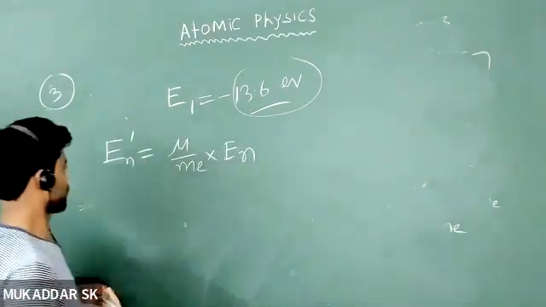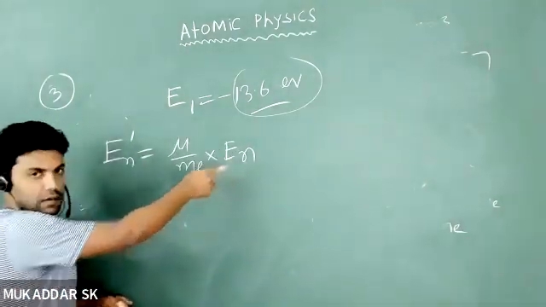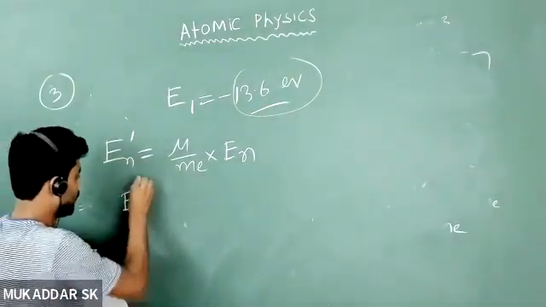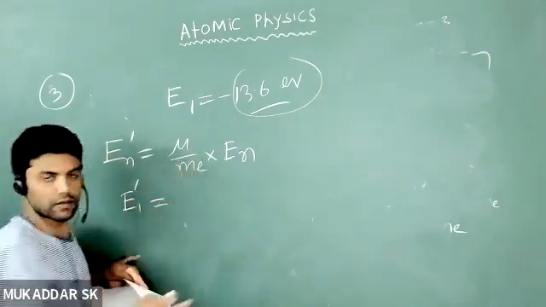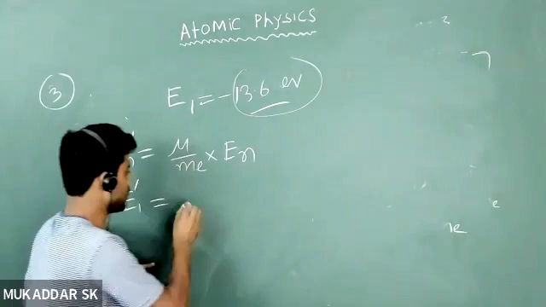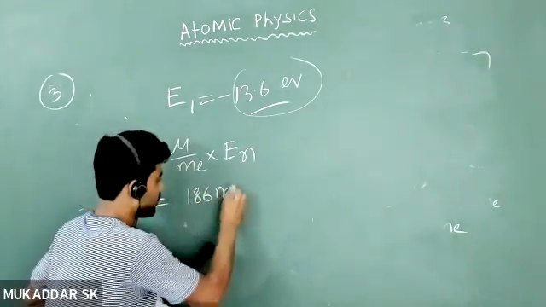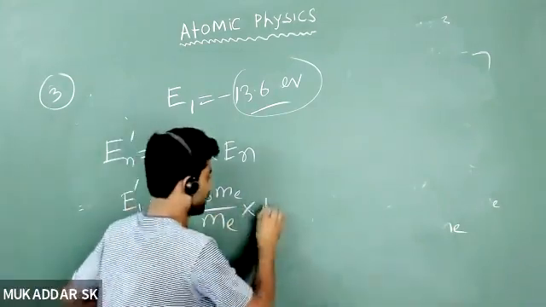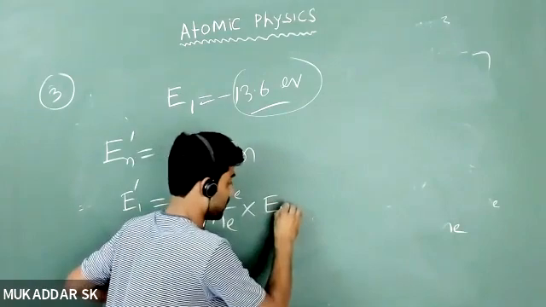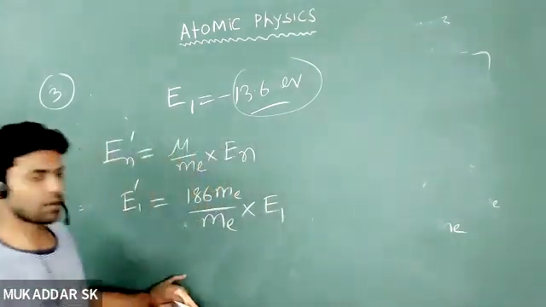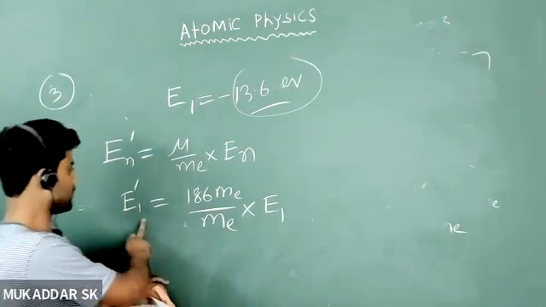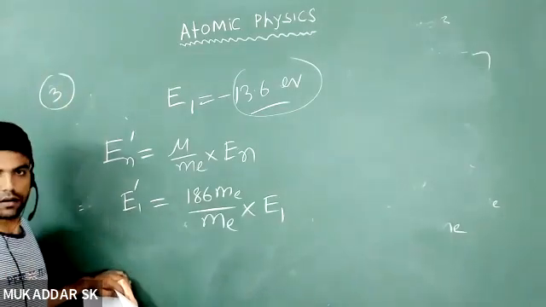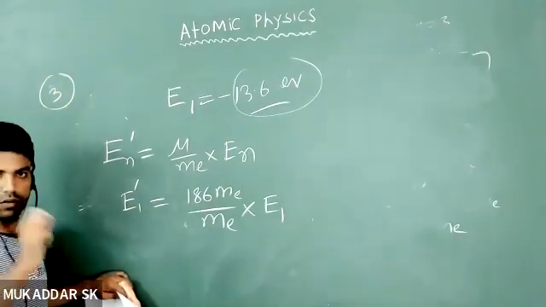So when it is at ground state, the energy will be E1 dash, and that will be mu by me. I have calculated that mu was nothing but 186 times the mass of electron divided by the mass of electron, and the energy of electron in the hydrogen atom at ground state is E1. So this is the energy of the muonic particle when it is revolving around that proton at n equals 1.